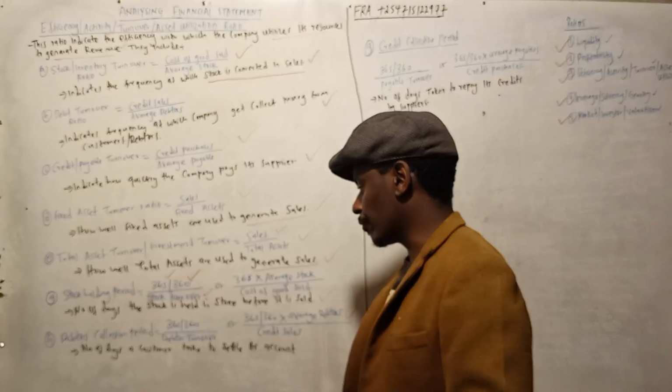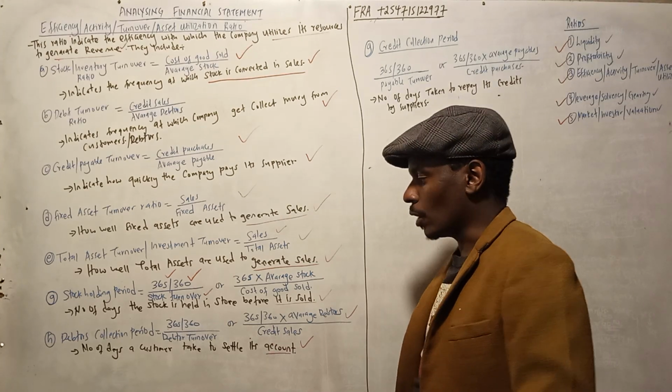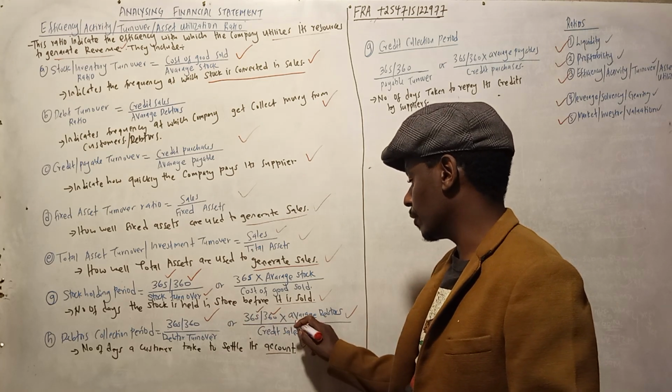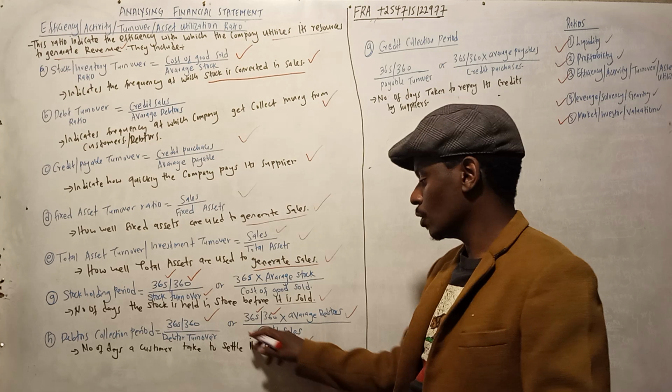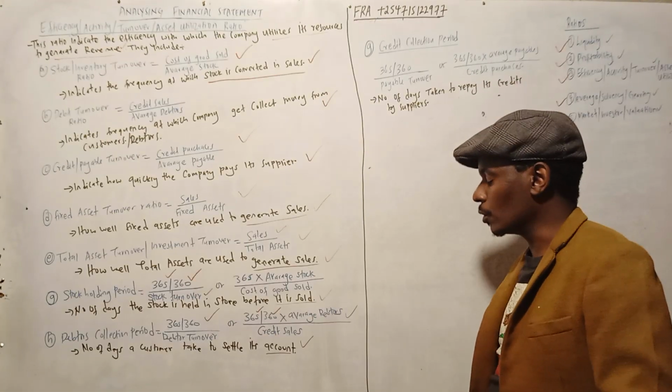Then you have the debtors collection period. It indicates the number of days a customer takes to settle his account. It is equal to the number of days in a year, 360 or 365, over the turnover. You multiply with the average debtors, divided by the credit sales. So that is the number of days a customer takes to settle their account.